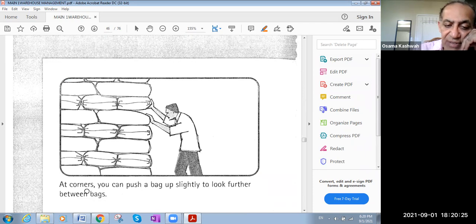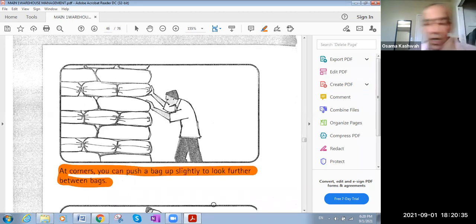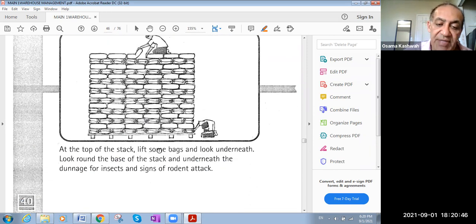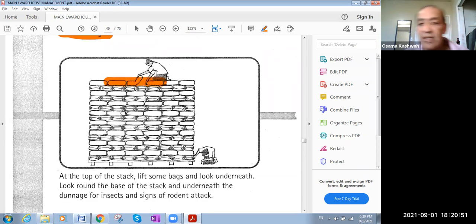Here is just how to look. At the corner, you can push a bag up slightly to look further between bags, because we said the insects usually hide from the light. Insects do not like the light. At the top of the stack also, he can check the same thing, for any problems regarding the stacks, whether there are insects between the stacks or between the bags.